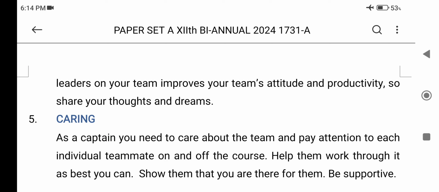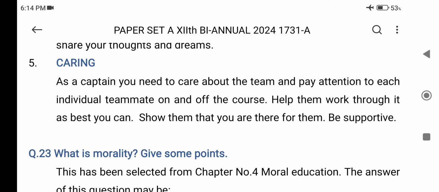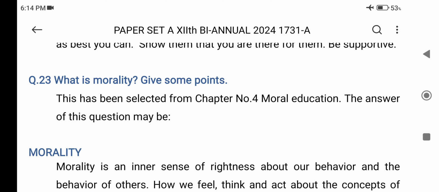Number 5. Caring. As a captain, you need to care about the team and pay attention to each individual teammate, on and off the course. Help them work through it as best you can. Show them that you are there for them. Be sportive.